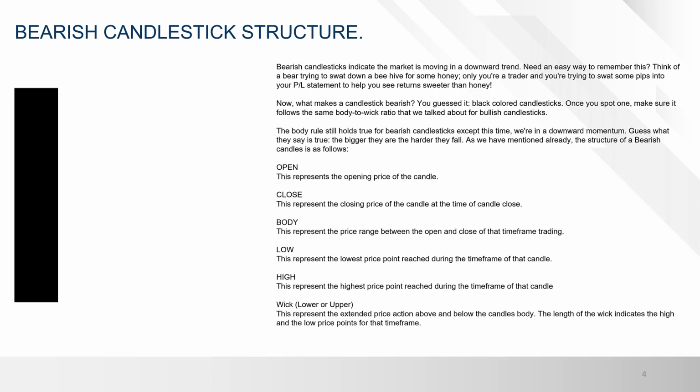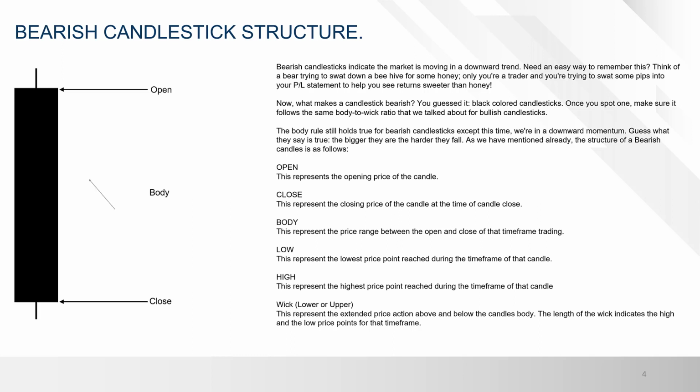As we have mentioned already, the structure of a bearish candle is as follows. We've got the opening price. This represents the opening price of the candle, and the bearish candle opens higher. And we've got a closing price. This represents the closing price of the candle at the time of the candle close, and this price is lower than the opening price. So for instance, if we say EUR/USD on a monthly chart opened at $10 and then it closed at $9, that means that whole month was bearish with 100 pips on offer.